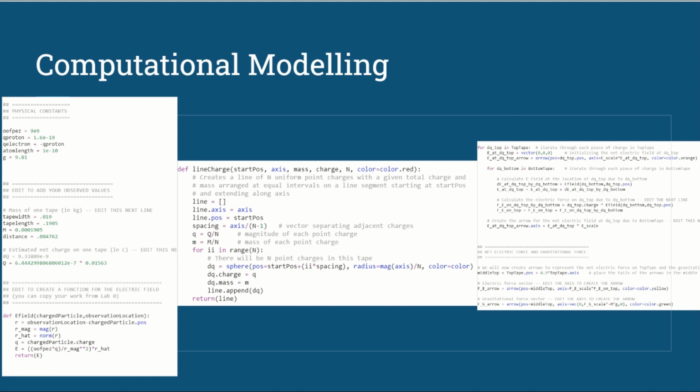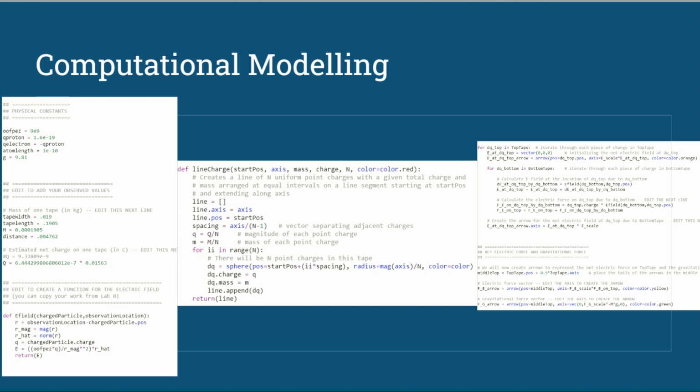From left to right, the leftmost image displays a few key constants as well as tape measurements that are important to determine the net forces and charges present in the system. The middle picture displays the definition of a function to develop a line charge, of which there will be two in this case because there are two tapes. Each will be behaving as a distributed system of charges present on an infinitesimally thick line.